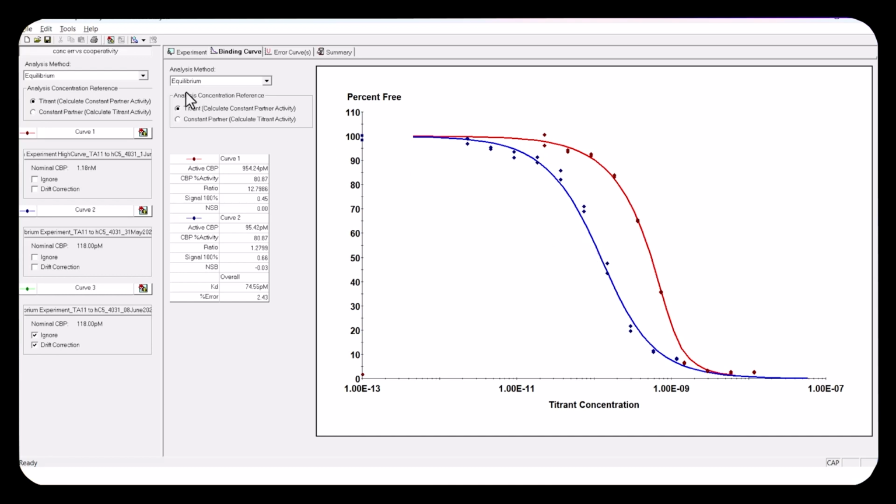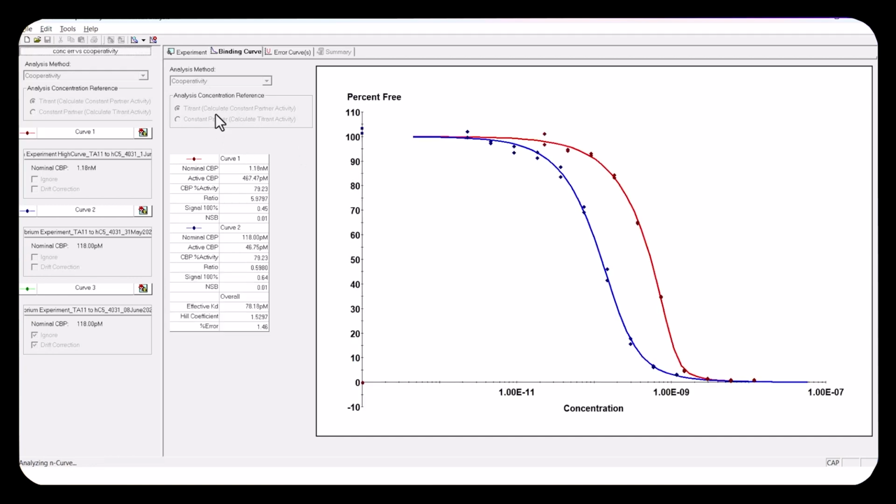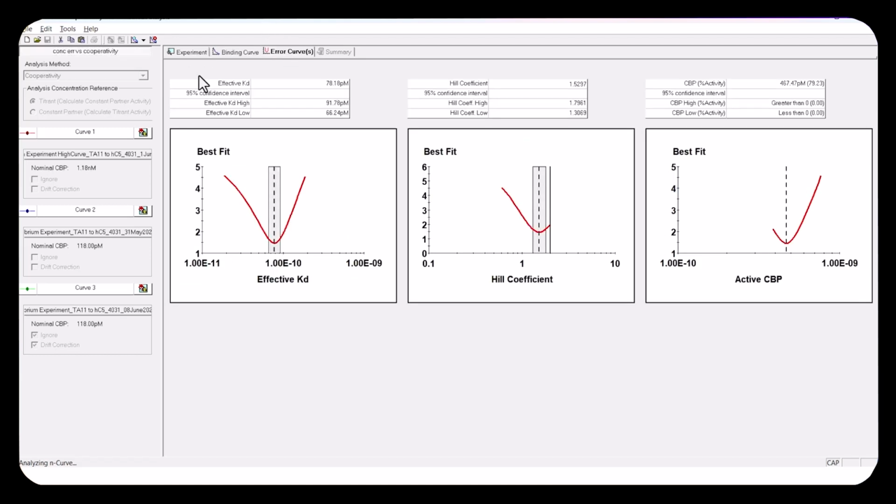So I know one thing that can fix that is the cooperativity model. So I can just go ahead and click on it and try it, because that's really easy to do. And when I analyze this with cooperativity, yeah, that fits a lot better. The error has been reduced. And let's look at the error curves and see, it's actually resolved the Hill coefficient even.